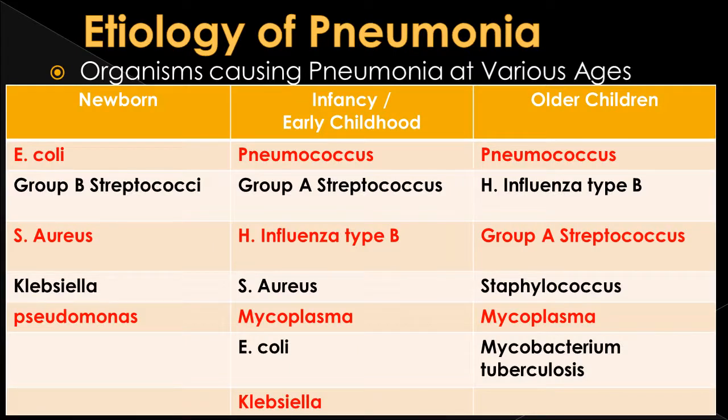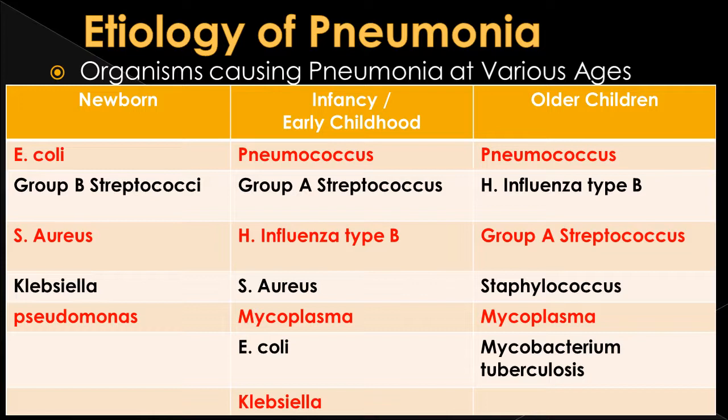Pneumonia etiology. Organisms of pneumonia are different at different ages. In newborns, E. coli is the most common organism, followed by group B streptococci, then Staph aureus, then Klebsiella, then Pseudomonas. In infancy and older children, pneumococcus is the most common organism. And H. influenzae type B incidence has dramatically fallen since the introduction of the H. influenzae vaccine in the EPI schedule.